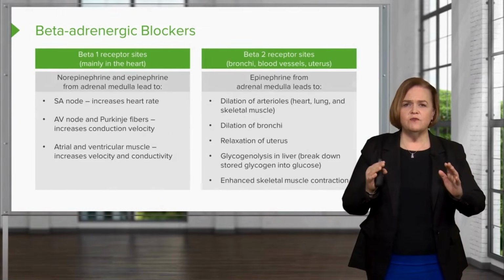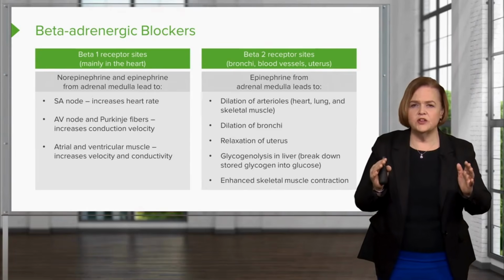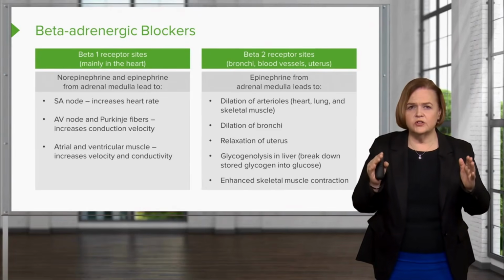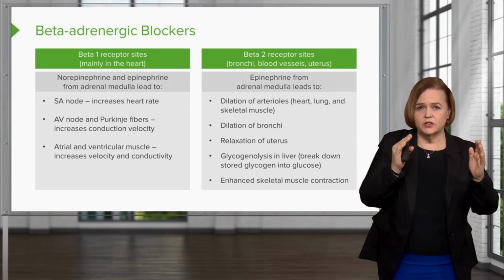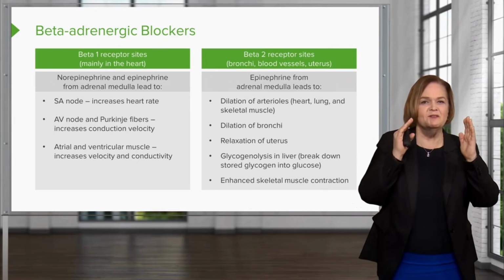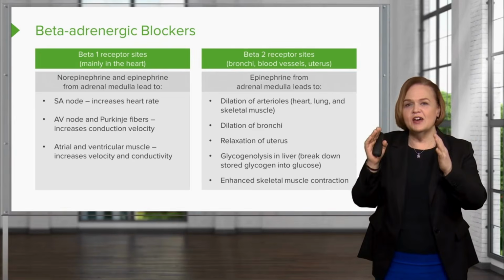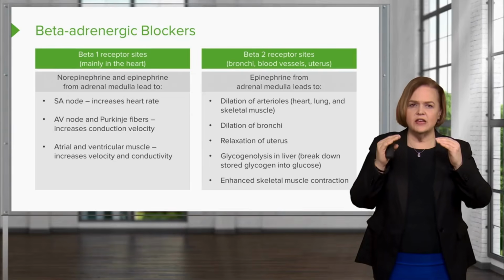Okay, so you've got a good feel from this slide. That's a lot of information. Let's go back over it to make sure it's solid in your mind. On one slide, we have the beta 1 receptor sites. On the other slide, we have beta 2 receptor sites. So make sure you have that solid in your mind.